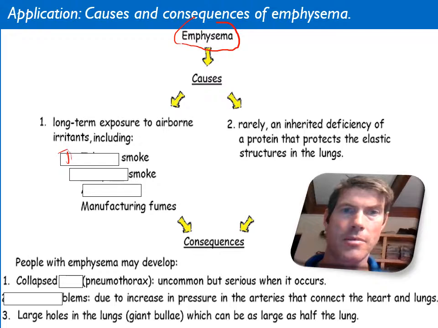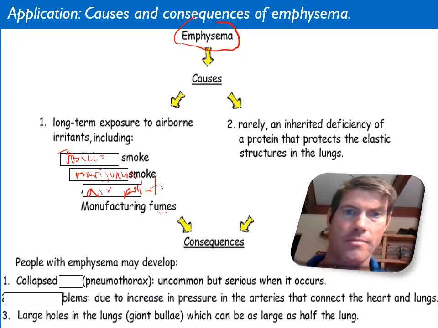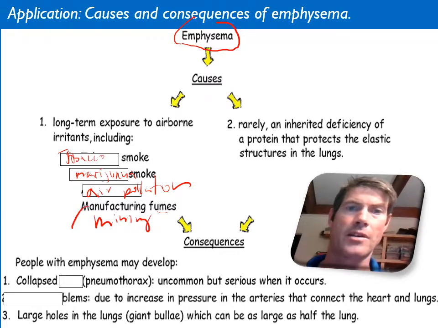So tobacco smoke and marijuana. A lot of people think marijuana smoke is okay, but it's not. It's smoke. It irritates, increases your chances for getting sick. Just air pollution in general. Manufacturing, mining, if you're working construction, you're more likely to get exposed to those things. Sometimes it's inherited.